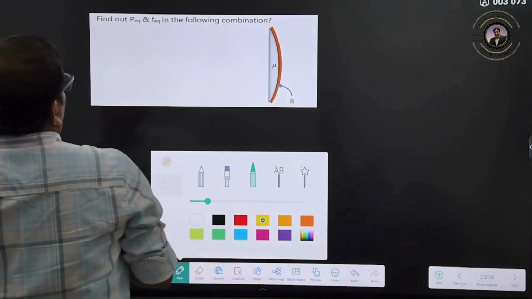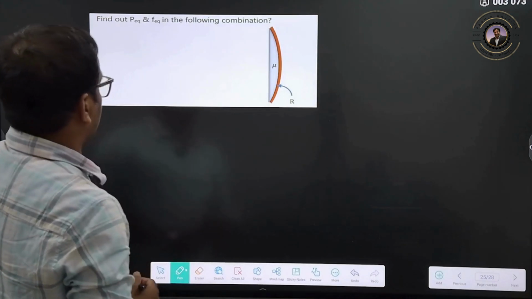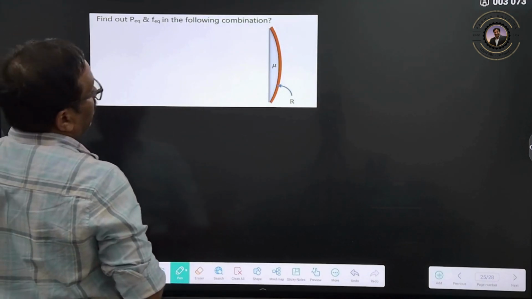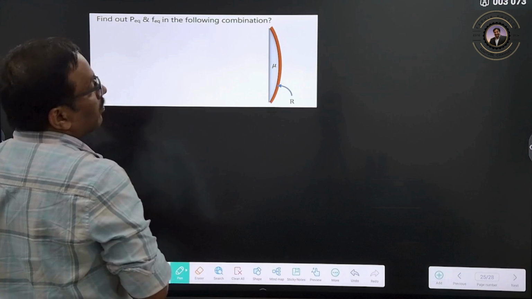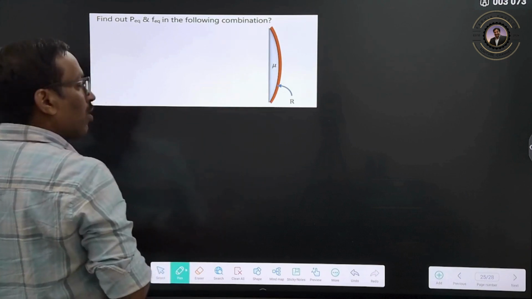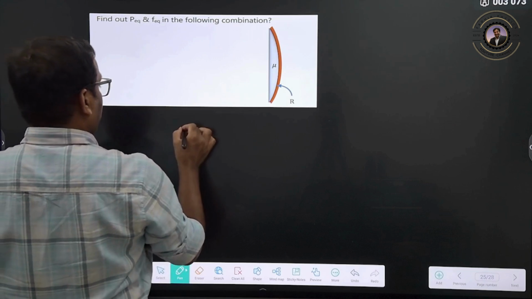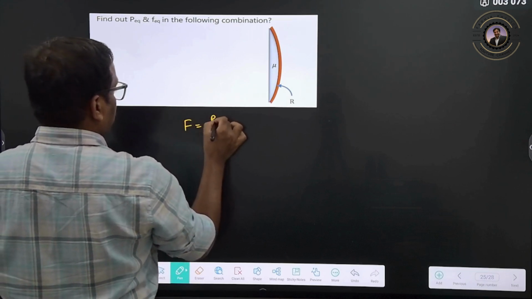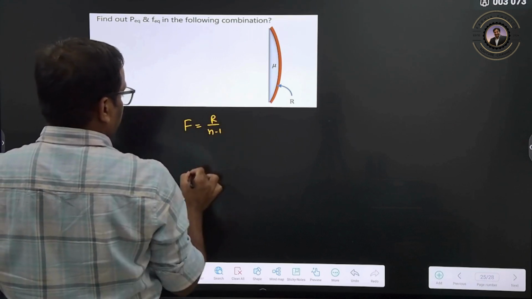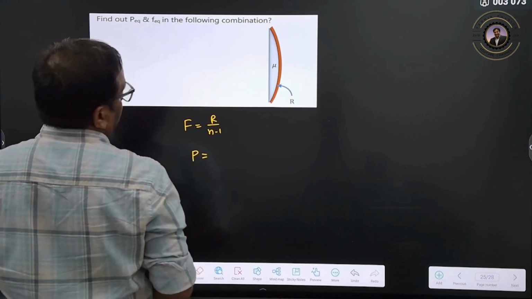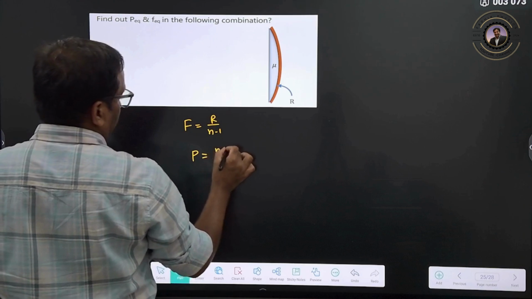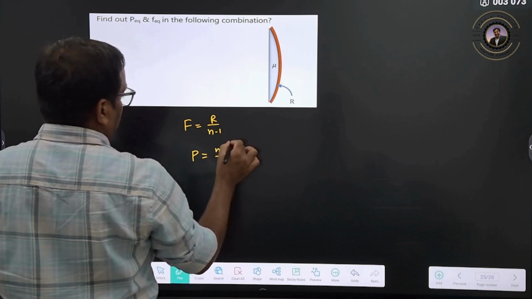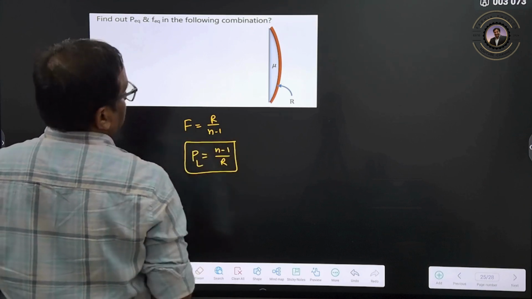Find out the equivalent power and the equivalent focal length of the combination. What can you write for the equivalent power? This is your plano convex lens. So the plano convex lens focal length will be equal to R by n minus 1. Therefore power will be equal to n minus 1 by R, the power of the lens. Clear?